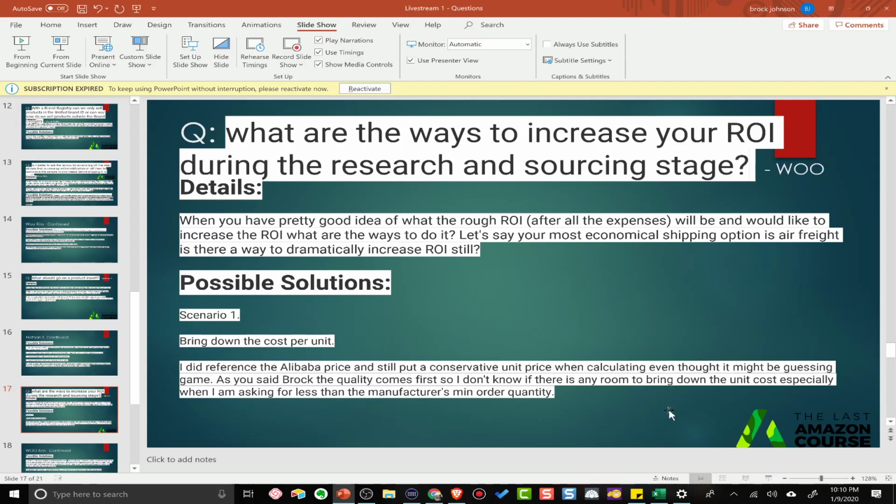Next question. What are the ways to increase your ROI during the research and sourcing stage? When you have a pretty good idea of what the ROI after all the expenses will be, and you want to increase the ROI, what are the ways to do it? Let's say your most economical shipping option is air freight. Is there a way to dramatically increase ROI still? Bring down the cost per unit. So here are potential scenarios to fix the ROI problem. Bring down the cost per unit.